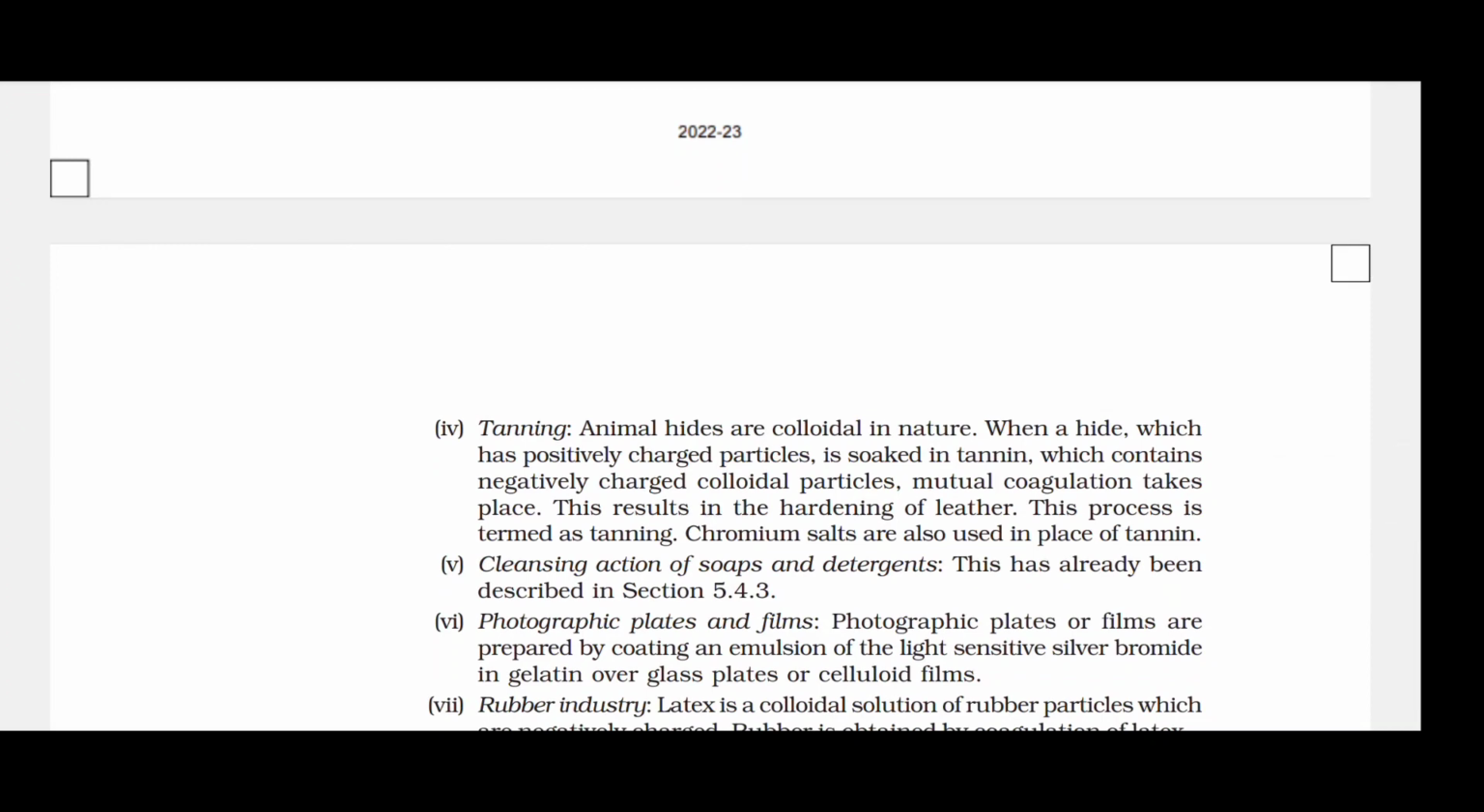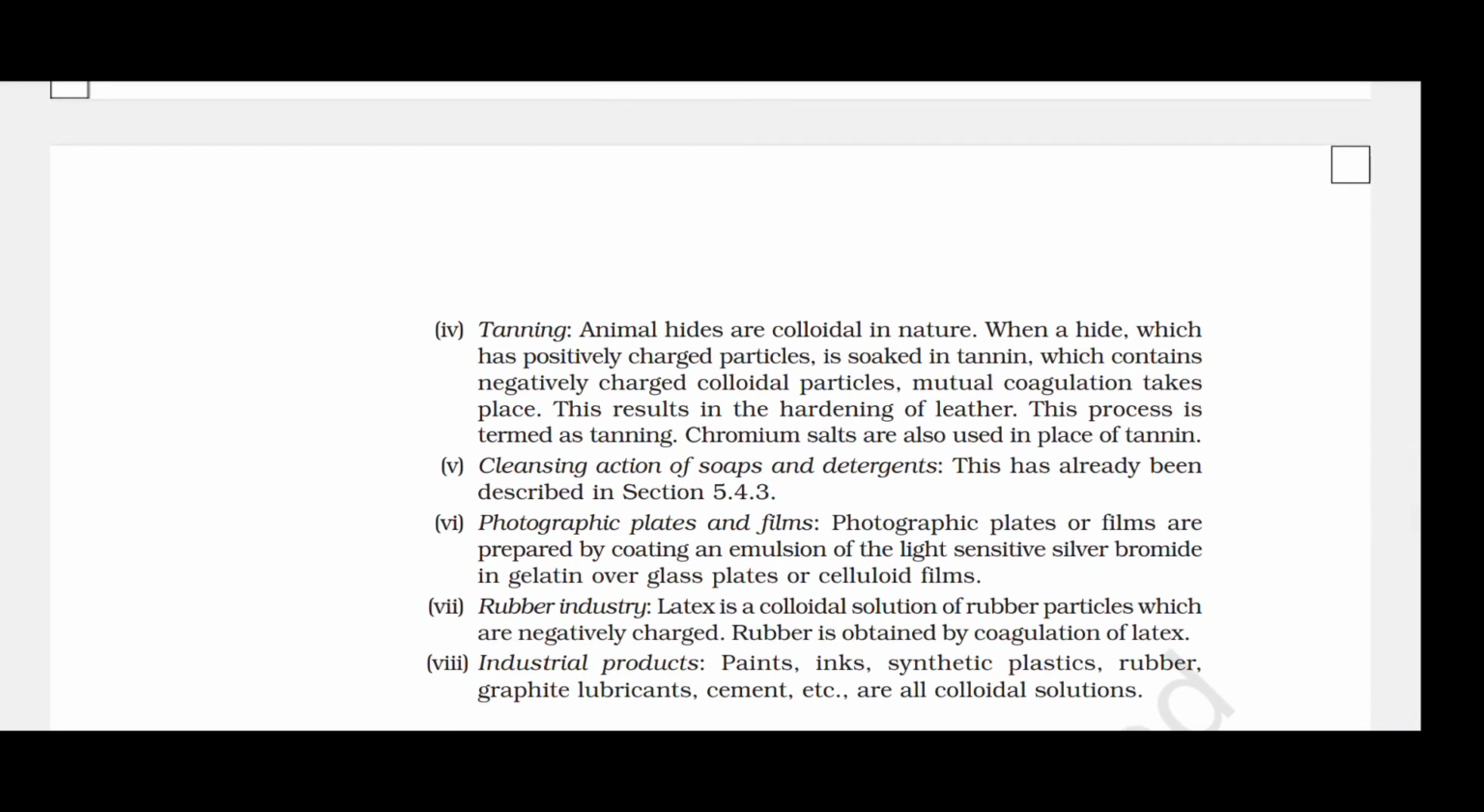Fourth, tanning. Animal hides are colloidal in nature. When a hide which has positively charged particles is soaked in tannin which contains negatively charged colloidal particles, mutual coagulation takes place. This results in the hardening of leather. This process is termed as tanning. Chromium salts are used in place of tannin. Fifth, cleansing action of soaps and detergents. This has already been described in section 5.4.3.